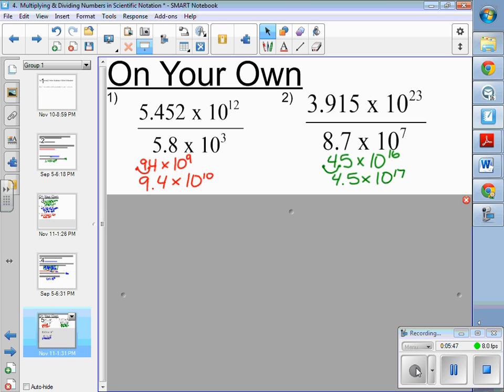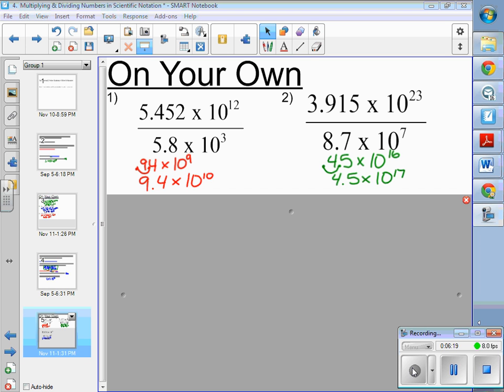And 10 to the 12th divided by 10 to the 3rd, and we get 10 to the 9th. So then we put it into scientific notation by moving our decimal 1 over to the right, and our exponent becomes the 10. So we got 9 and 4 tenths times 10 to the 10th.